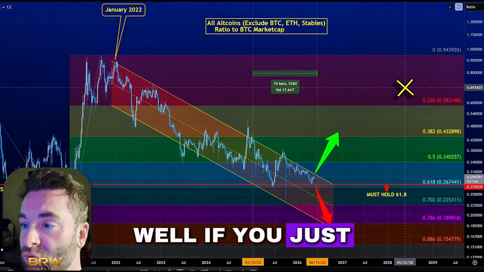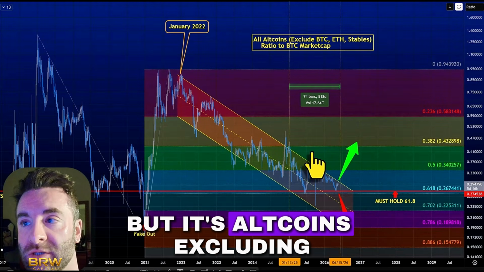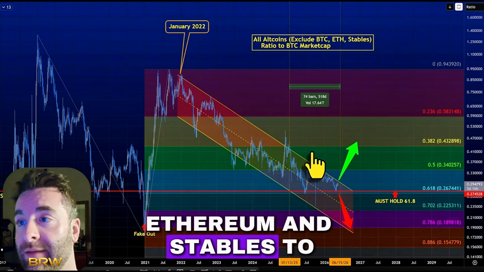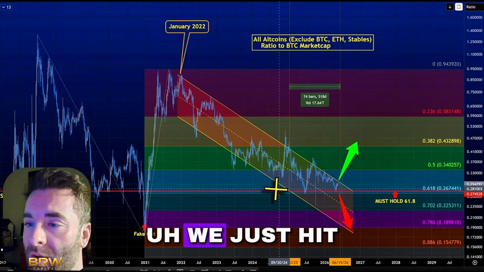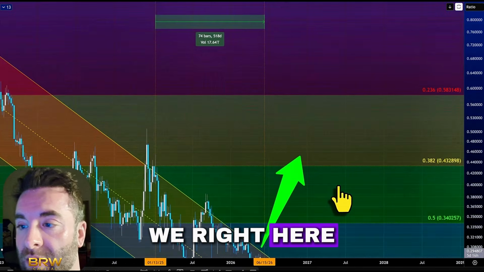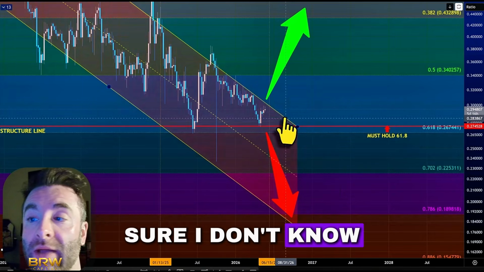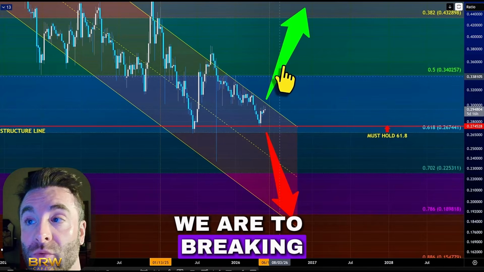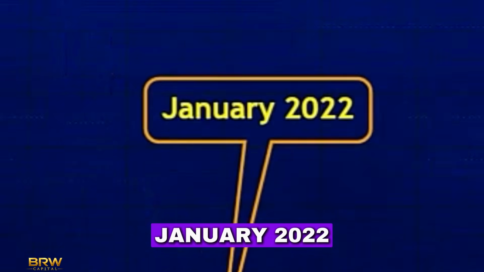So how do I also know that things are just right around the corner? Well, if you just look right there, this is the altcoins, and I've talked about this before, but it's altcoins excluding Bitcoin, Ethereum, and stables to the Bitcoin market cap ratio. We just hit structure, we double bottomed, and now the thing is, how close are we right here? We're really close. Now, does it mean we could come down here? Sure, I don't know, but look how close we are to breaking out. And this is no joke. This started in January of 2022.